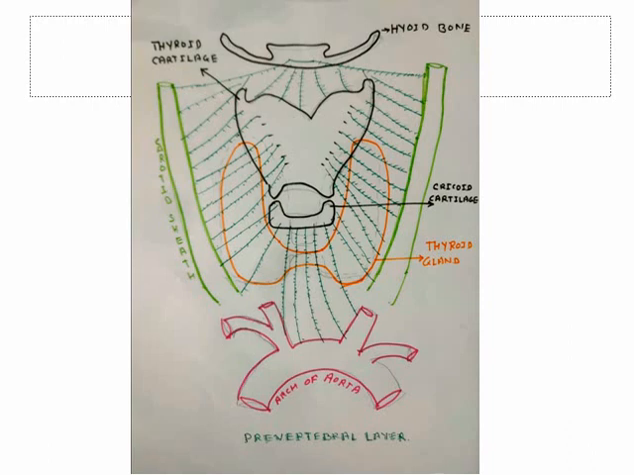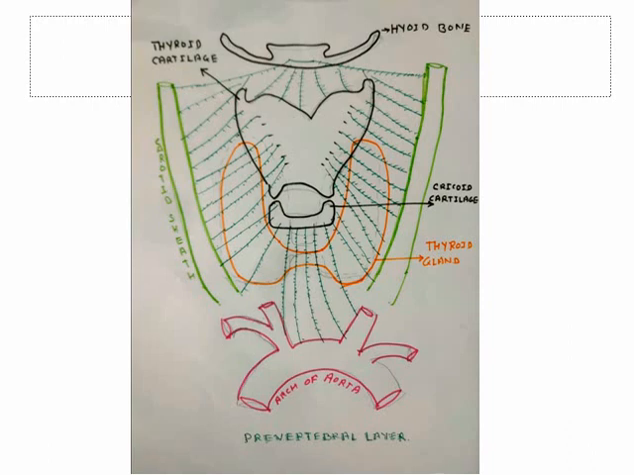This pretracheal layer, on either side, forms the suspensory ligament of the thyroid gland, which is called the ligament of Berry. It is attached to the cricoid cartilage. This attachment through the ligament of Berry is very important, because due to this attachment the thyroid gland is attached to the larynx, and that's why the thyroid gland moves with deglutition, with swallowing.